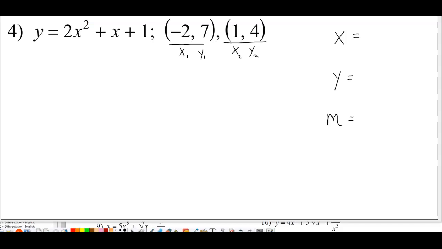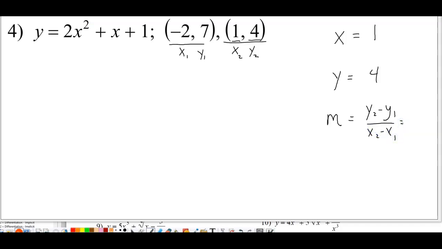Now, when I'm trying to find the equation of my secant line, I only need one of the x values, so I think I'll pick the one that's not negative. Let's go with this one. So if I pick that x value, then I have to pick this y value that goes with it. So that's going to be the x and the y value that I'm going to use. Now, if I wanted to find the slope, well, since we're doing a secant line and not a tangent line, once again, we're using this formula.